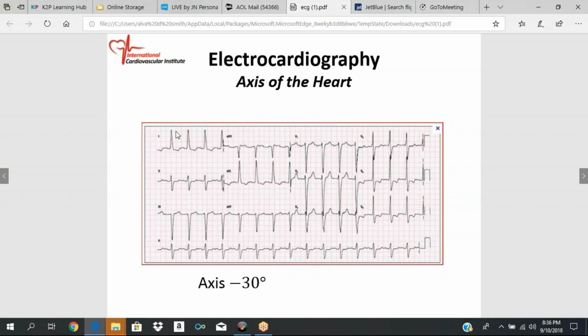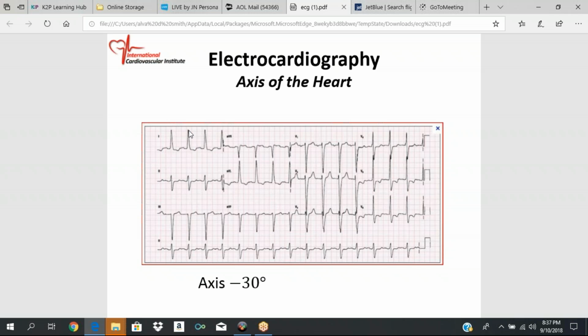So this is 1, 2, 3. So it's roughly 3. It's an approximation, so you don't have to sit down and try to get an exact thing. It's about 3 big blocks separating the RR interval. So the heart rate would be 300 divided by 3, which is about 100 beats per minute.